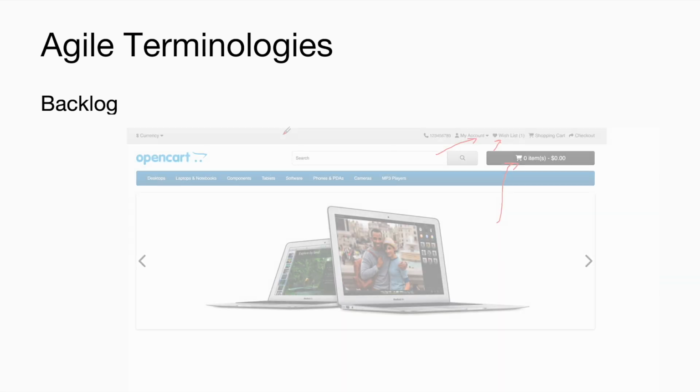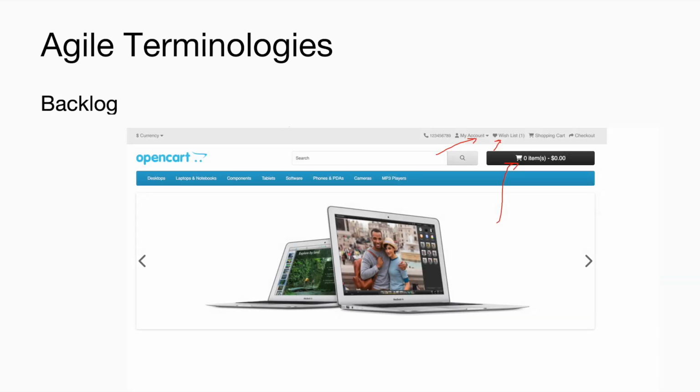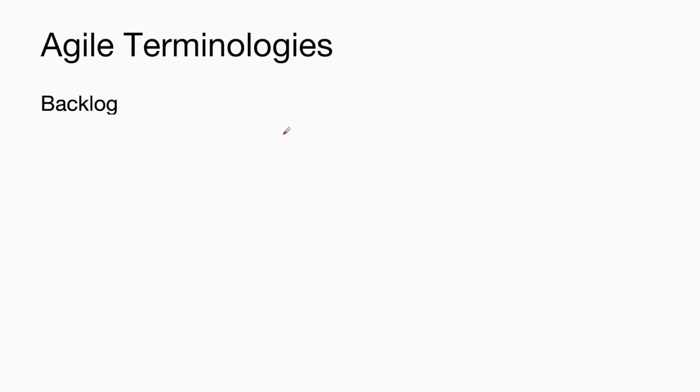There are some concepts or terminologies in Agile such as backlog. Backlog means the set of features that are required for developing an application. For example, if you are developing an e-commerce application, there will be features such as adding an item to the cart, doing a checkout, creating a wish list, etc. Right? All these different features are called the backlog.